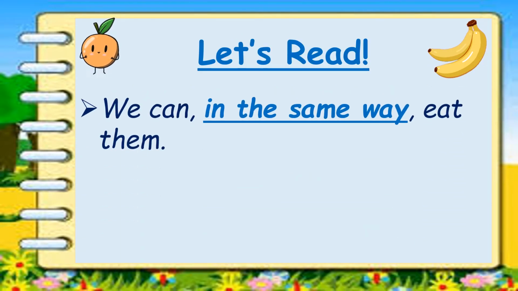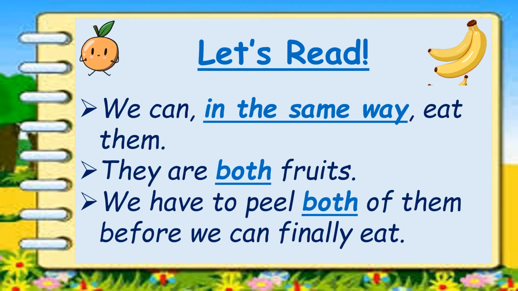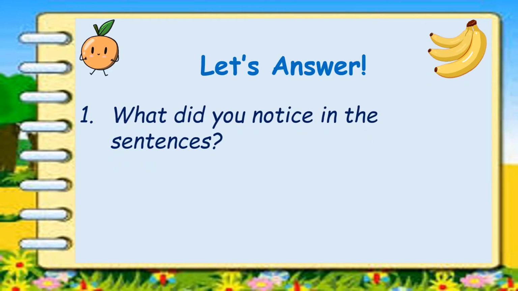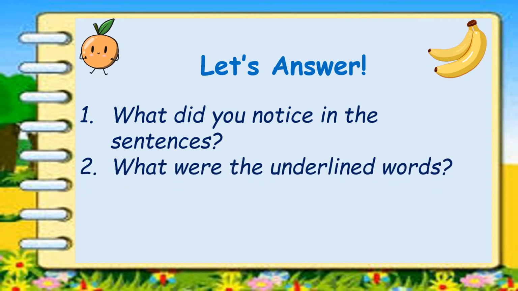Let's read. We can, in the same way, eat them. They are both fruits. We have to peel both of them before we can finally eat. What did you notice in the sentences? Did you notice that the sentences tell about things or characteristics of the bananas and oranges? What were the underlined words? Right, the underlined words are in the same way and both.